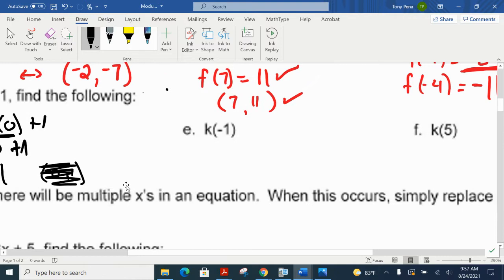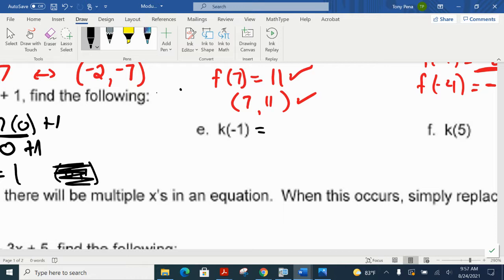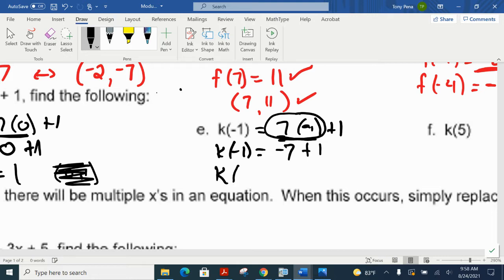Let's do Sarah. K of negative 1. So we're going to do 7 times that negative 1. All right. What's 7 times negative 1, Sarah? Ooh. It happens to everybody, Sarah. So negative 7. And then we want to tack on that extra 1. So thinking on your feet, Sarah, what's negative 7 plus 1? Negative 6. Good. All right. So that should have been negative 6.